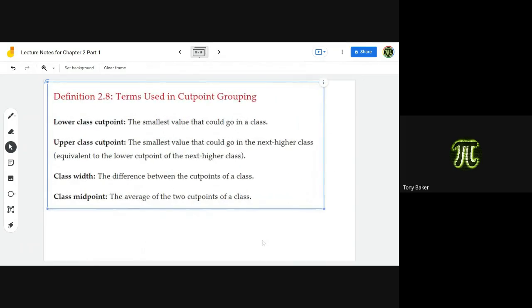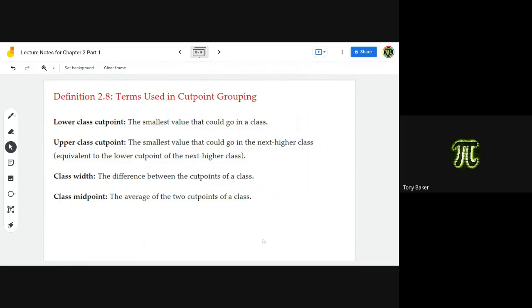We have the same concept as the limit grouping. We have a lower class cut point and the upper class cut point. Now, the lower class cut point is, again, the smallest one, so it'd be 120. The upper class cut point is the smallest value that could go into the next higher class. So that's where it's under 140. All right, so the upper class cut point is 140. It's just underneath that.